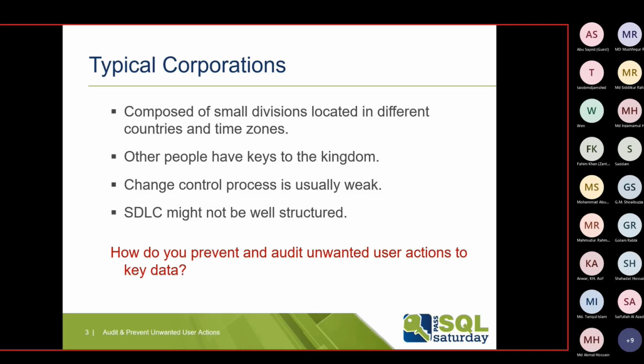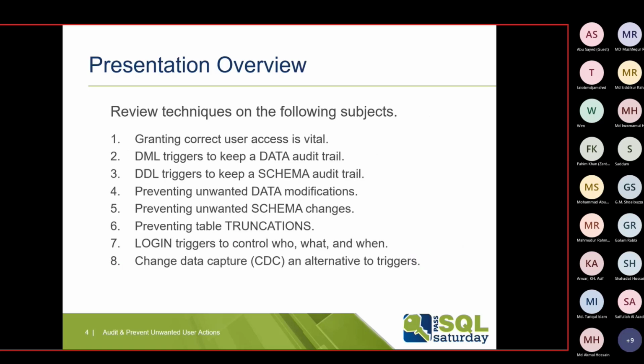First, A, don't let them do actions that you don't want them to do. And B, if they are given the keys to do it and they still make a mistake, who can you find out that did it and go back to them and say, hey, please don't do it again? So we're going to talk about the following techniques. Granting the correct user access is vital. So again, least privilege is best.